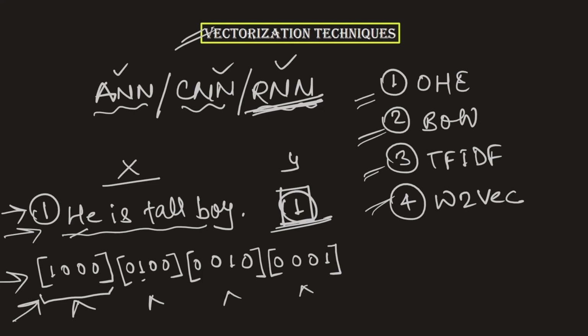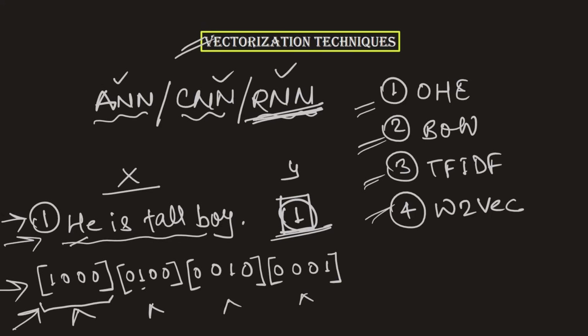For the time being, all you need to understand is that we need to use some sort of vectorization technique before we pass the text data to the RNN model. And with that being said, there is one more question that should be coming to your mind. Let me quickly erase all this first.